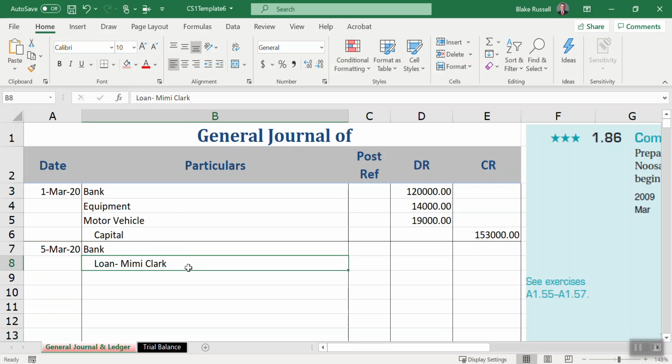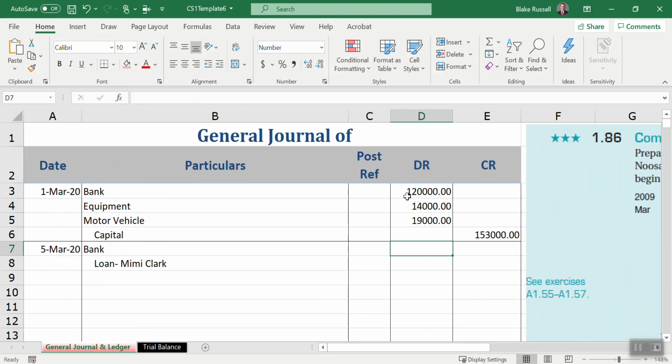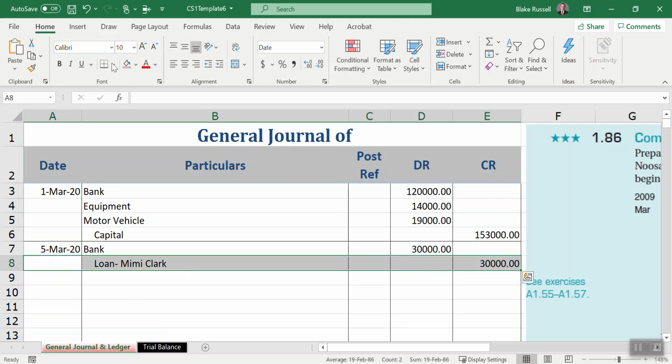A loan's when you borrow money in particular, money mainly, but if you borrow anything else, yeah, it can be a loan. What was it, 30 grand? Don't know what she borrowed 30 grand for. She already got 120 there. Maybe it's for something down the track. It's 130,000. 30,000. The line under it.